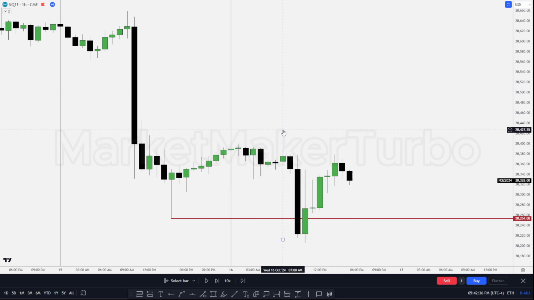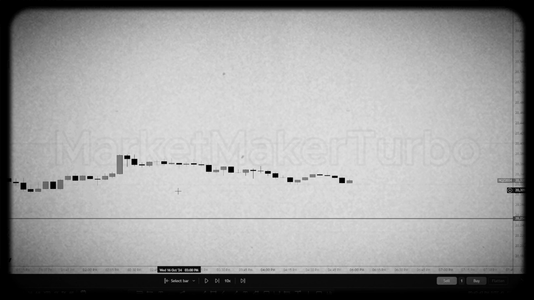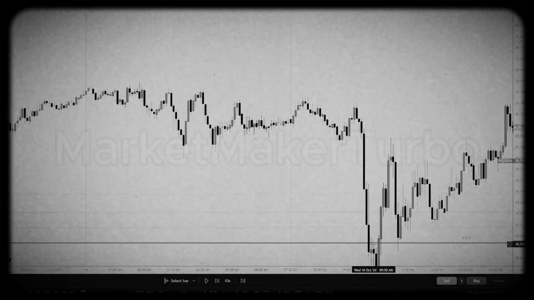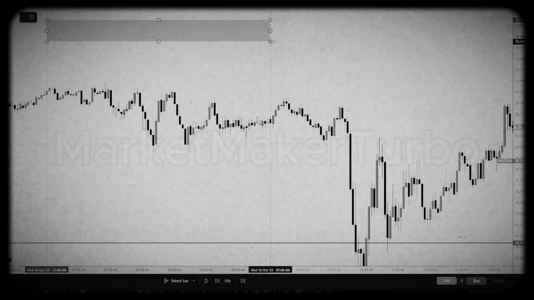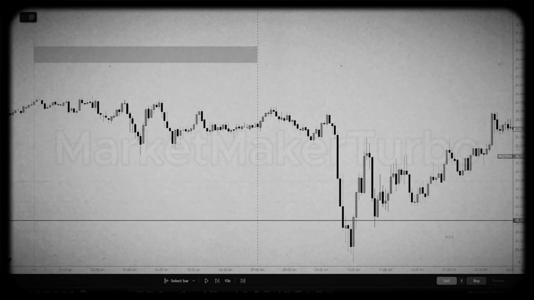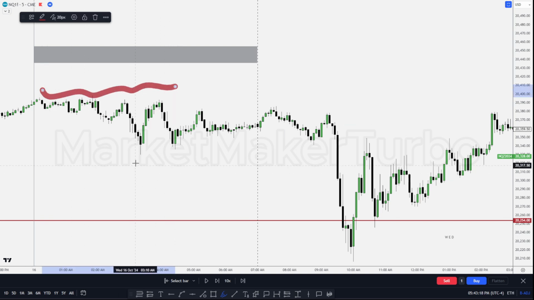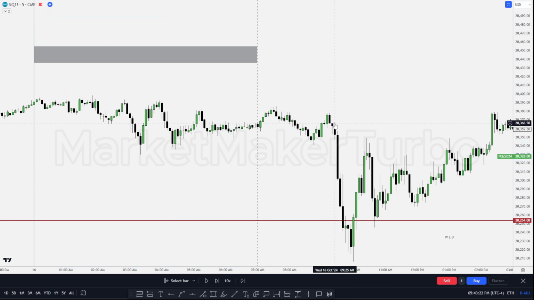We'll make it dashed for 7. Drop down to a 5. And now we're down to a 5 minute. As you can see, the old low back here is taken. There's liquidity here and there's liquidity here. So coming up on 9, you'd be like, oh, is it going to go for sell side? Is it going to go for buy side?